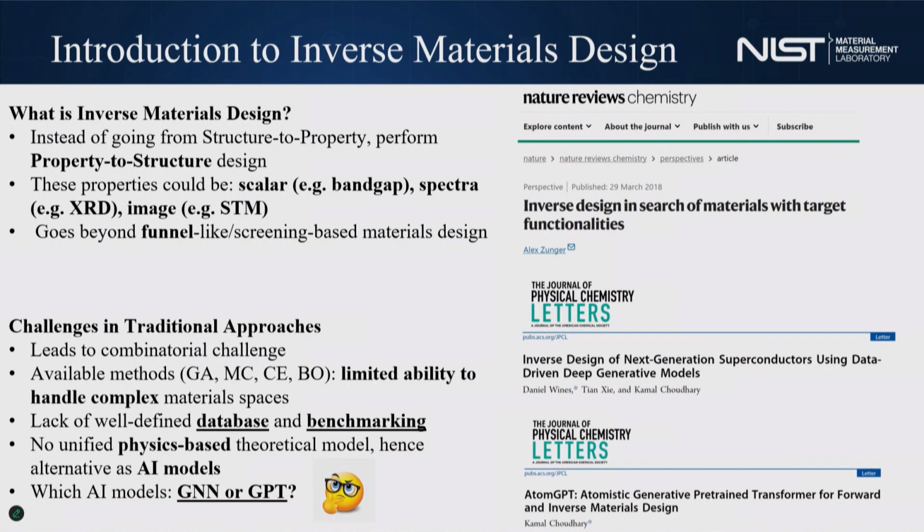Now we will go into inverse material design, which we talked about. This should actually be the earlier slide; somehow I put it here. The first paper, to my knowledge, on inverse material design is by Alex Zunger, a very well-known scientist in our community. He wrote a paper in Nature Chemistry called Inverse Design: In Search of Materials with Target Functionalities. I want this property or this functionality, give me that structure. So when we say inverse material design, we are going from property to structure instead of structure to property.